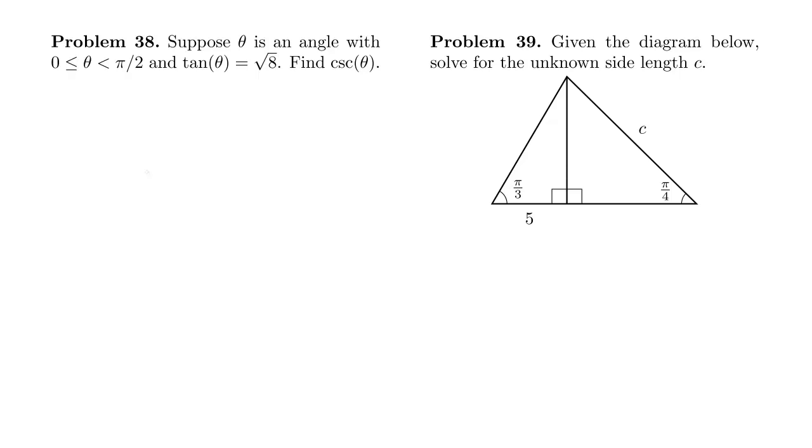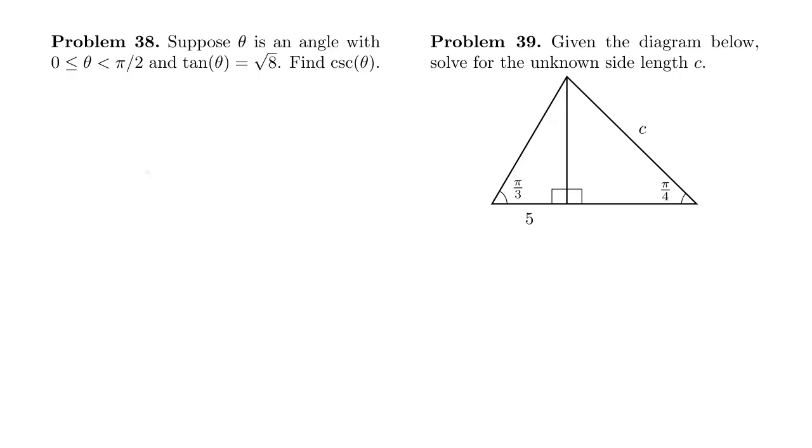We now come to our final 2 problems on trigonometry. In these problems, we return to working with the geometry of triangles, which is exactly what trigonometry is meant for. In problem 38, we are given an angle theta between 0 and pi by 2, which has tan of theta equal to the square root of 8, and we're asked to find cosecant of theta.